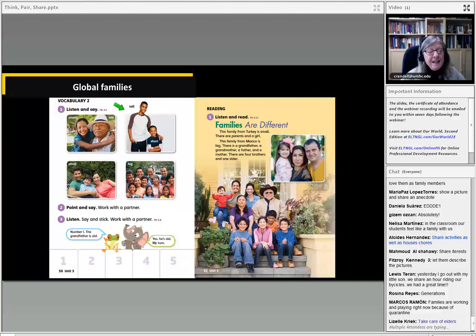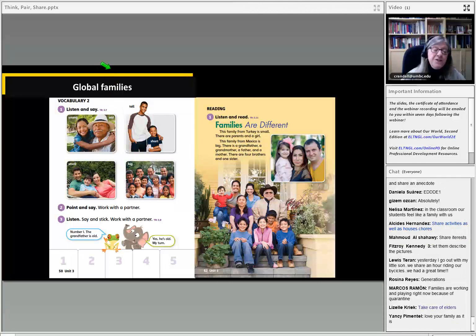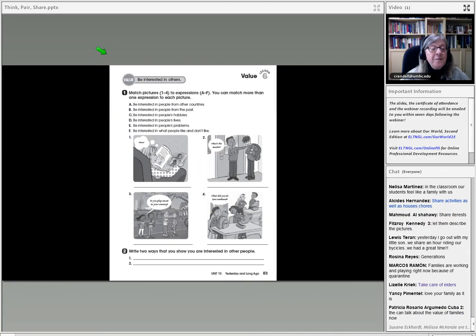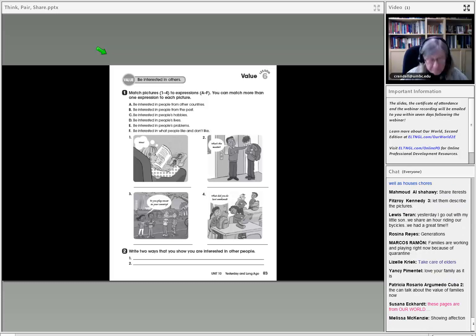And so as they think about their own family and they learn from each other about each other's families, they also need to think about how families differ around the world, as well as how they're the same. Okay, this value is being interested or caring about others. And what I like about this one is that children are asked to match the value of, for example, being interested in people from other cultures with more than one of these illustrations, if that's the case.